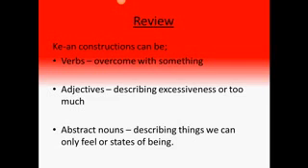So just to review what we've learned in this video, Kaan constructions can be verbs, okay, doing words to be overcome with something, adjectives to describe excessiveness or too much, and abstract nouns to describe things we can only feel or states of being. And you'll learn the difference between these and when they're acting as verbs, adjectives or nouns just from knowing the individual vocab and sometimes guessing from the base word.